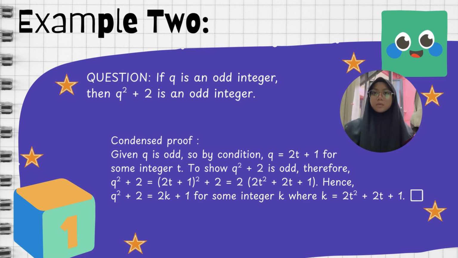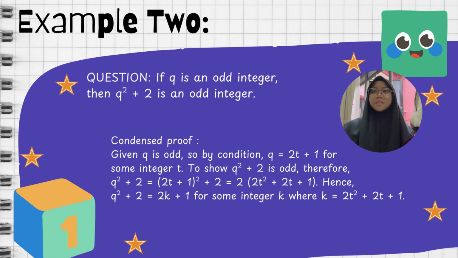The condensed proof for this question is: given q is odd, by definition q equals 2t plus 1 for some integer t. To show q squared plus 2 is odd, q squared plus 2 equals (2t plus 1) squared plus 2, which equals 2 times (2t squared plus 2t plus 1) plus 1. Hence, q squared plus 2 equals 2k plus 1 for some integer k, where k is equal to 2t squared plus 2t plus 1.